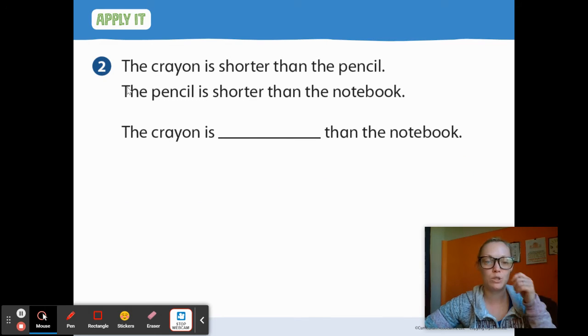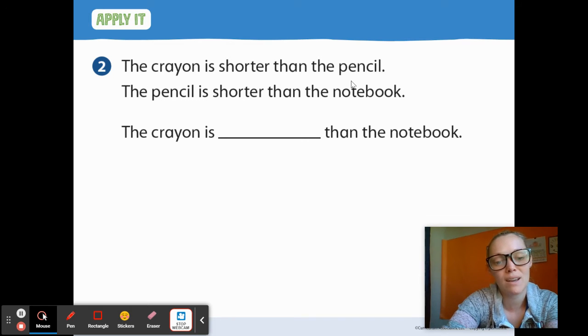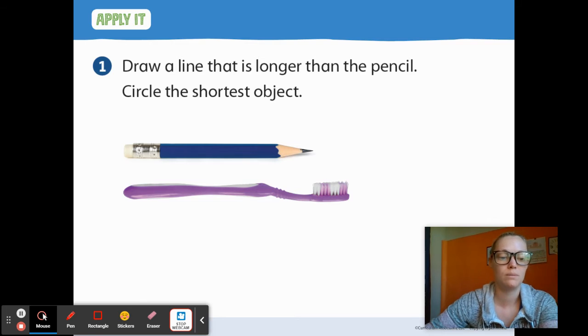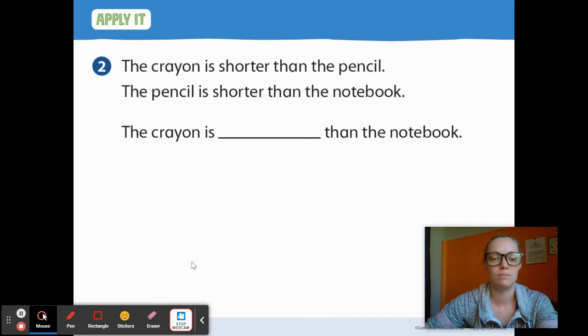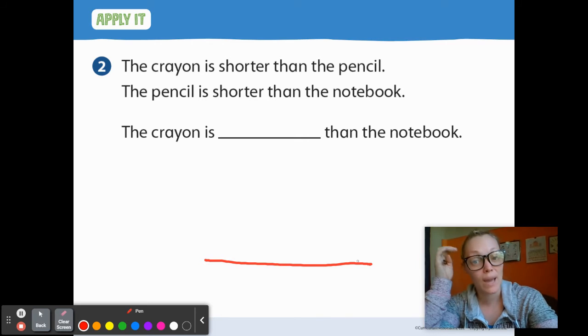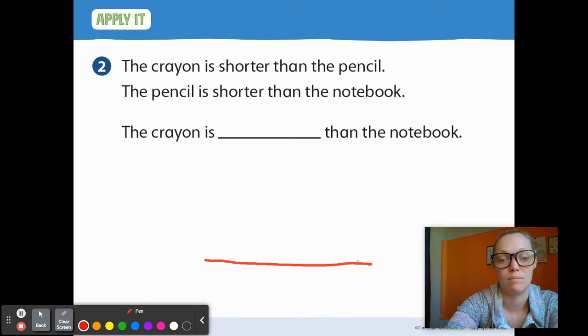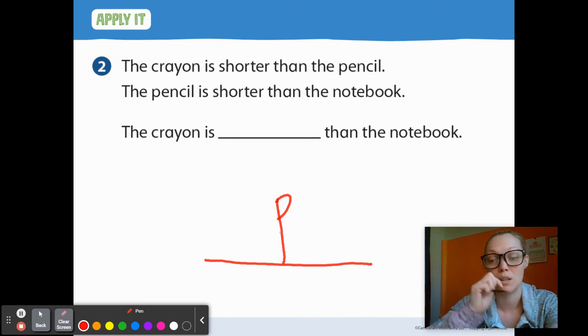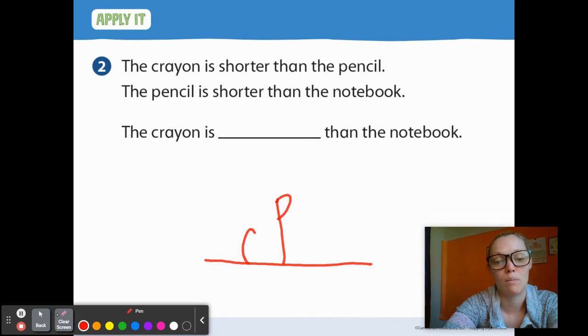We're going to do apply it number 2 together because there's no picture. The crayon is shorter than the pencil. Get your starting line ready. Starting line's ready. The crayon is shorter than the pencil. Okay, I'm going to draw a pencil, or a P for pencil. I could also draw a quick little picture of a pencil. The crayon is shorter than the pencil. There's my crayon.